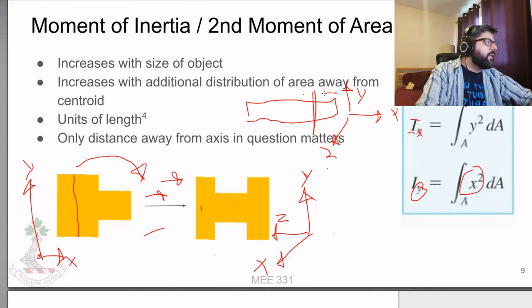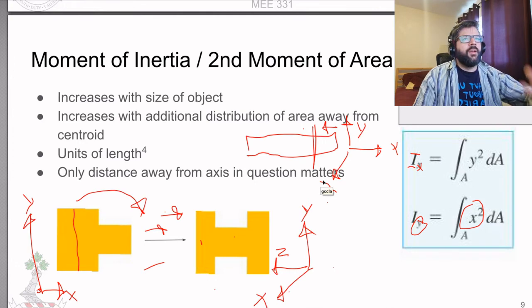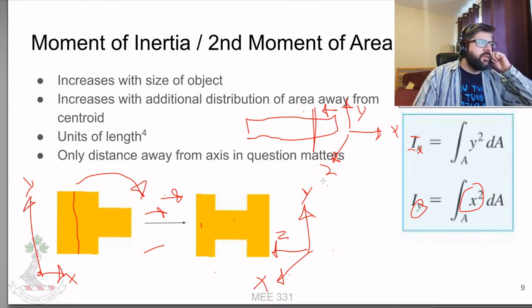So we take a slice here and we're looking at it from here. So just keep in mind you do need to at least keep your axes oriented the same way anytime you're doing your example problems.